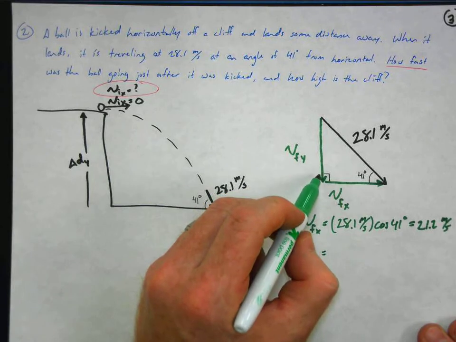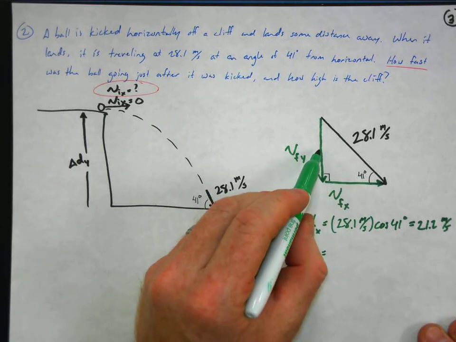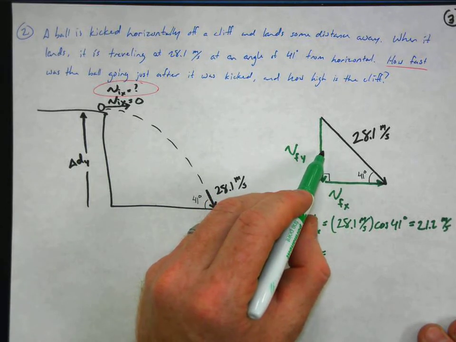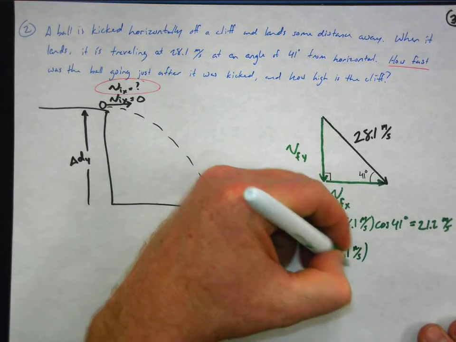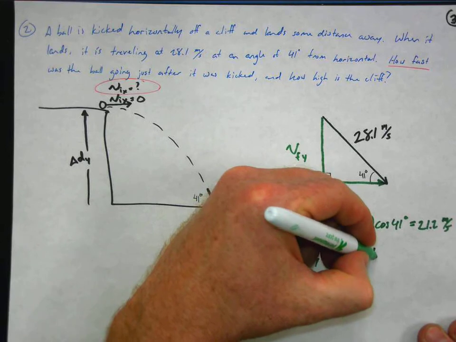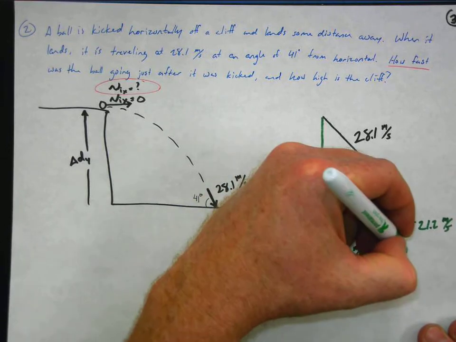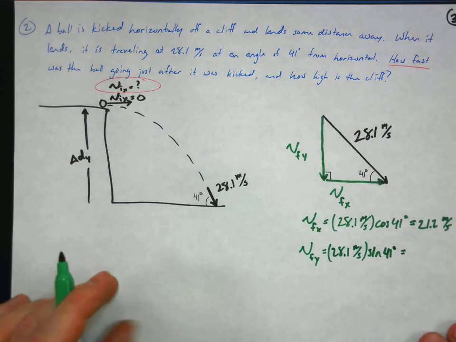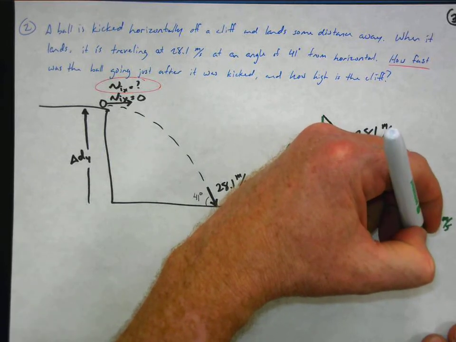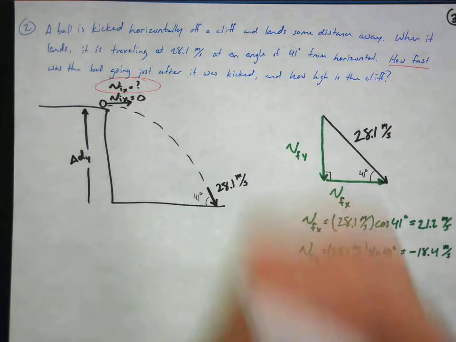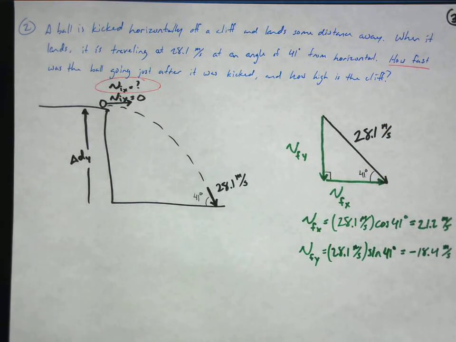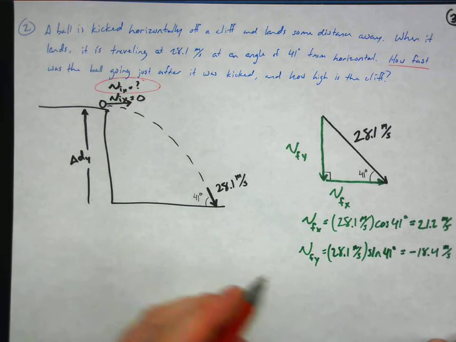And so now, correspondingly, final velocity in the y direction. Since the y component here is opposite of that angle, I need to use the sine function. So I will have 28.1 meters per second times the sine of 41 degrees. And when I work that out, I get negative 18.4 meters per second. Now, whoa, you're saying to yourself, wait a minute, Woods, where'd the negative come from?